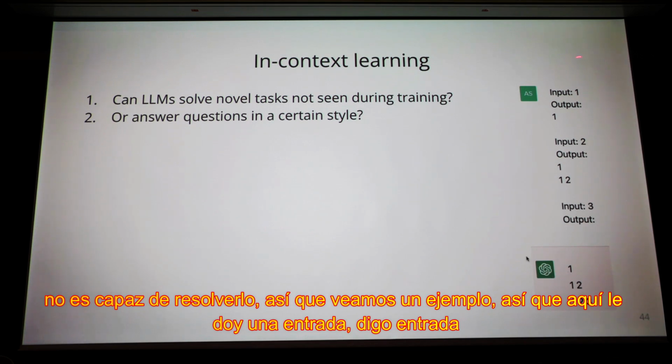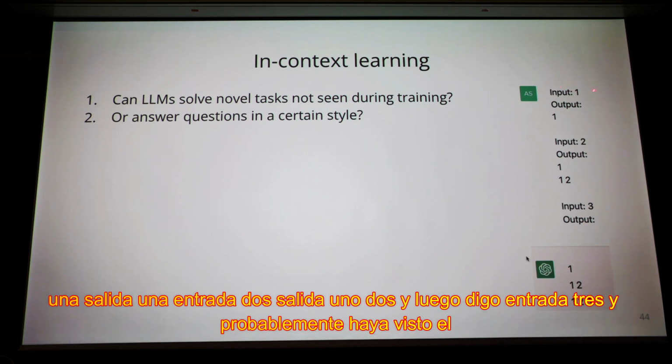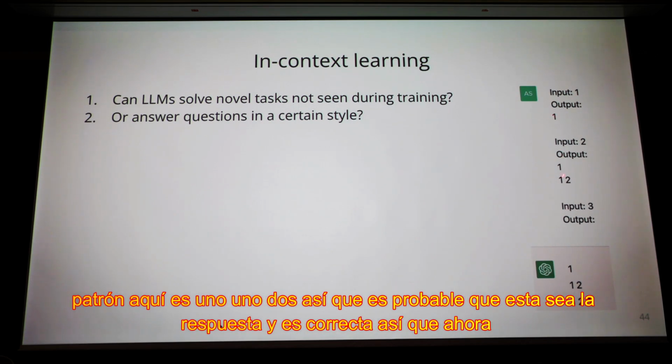So here I give it an input. I say input 1, output 1. Input 2, output 1, 2. And then I say input 3. And you've probably seen the pattern here. It's 1, 1, 2. So it's probably this as the answer, and it gets it correct.